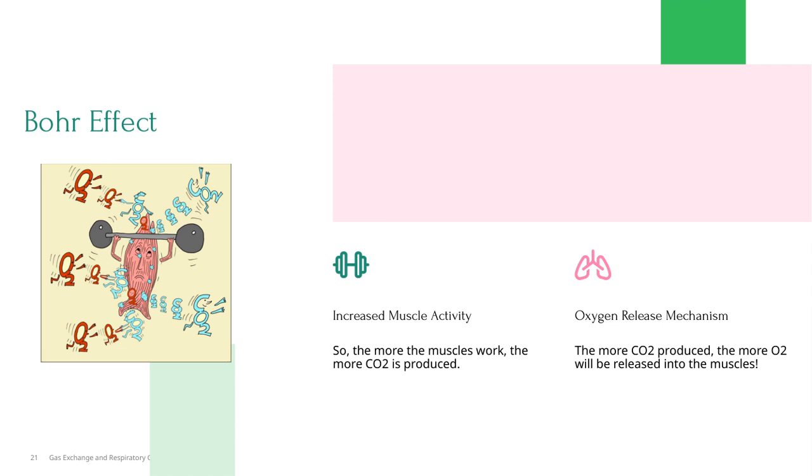This process is closely related to what we call the Bohr effect. The Bohr effect explains how an increase in CO2 and the resulting decrease in pH cause hemoglobin to release oxygen more readily.